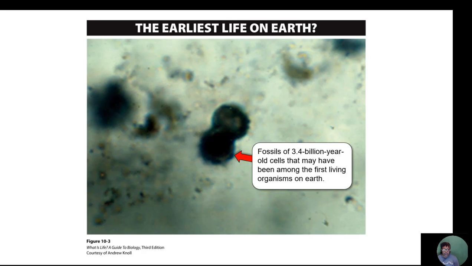And so when we start looking at the timeline, remember when we were looking at evolution, before Darwin, they thought the Earth was only 6,000 years old. Well, we have found fossils of cells, early cells, what we feel is the earliest life on Earth, fossils of 3.4 billion, with a B, 3.4 billion year old cells that may have been among the first living organisms on Earth.